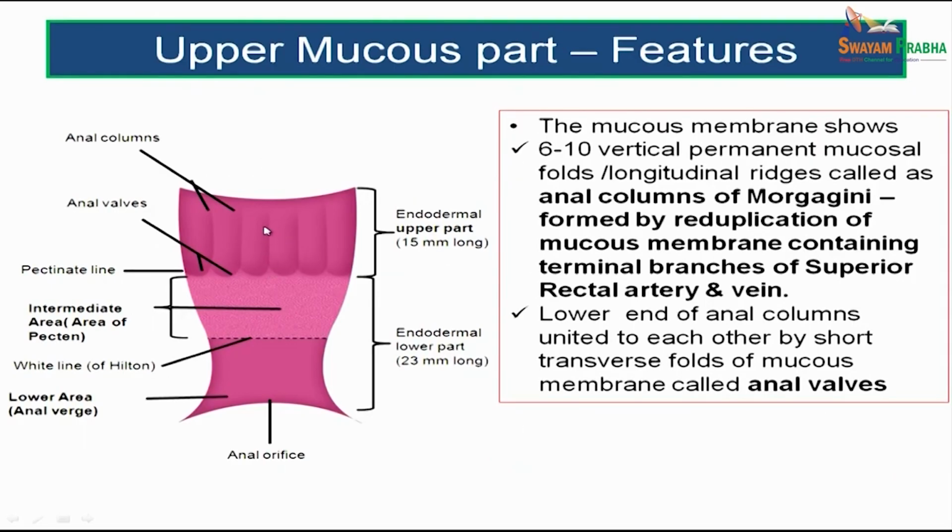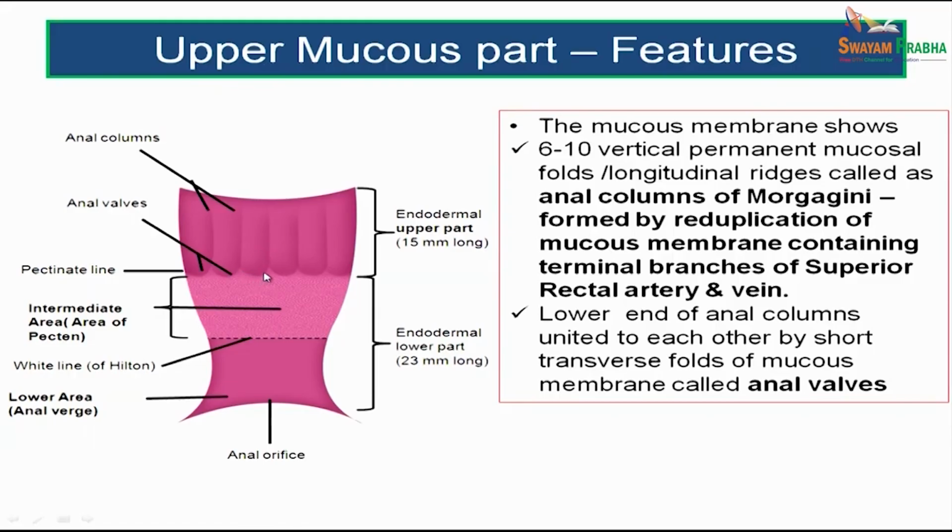So, the mucous membrane of the upper part shows some features. It shows some 6 to 10 longitudinal ridges which are called anal columns. These are the anal columns of Morgagni. So, what are these anal columns of Morgagni? They are nothing but the reduplication of the mucous membrane, which contains terminal branches of the superior rectal artery and vein.